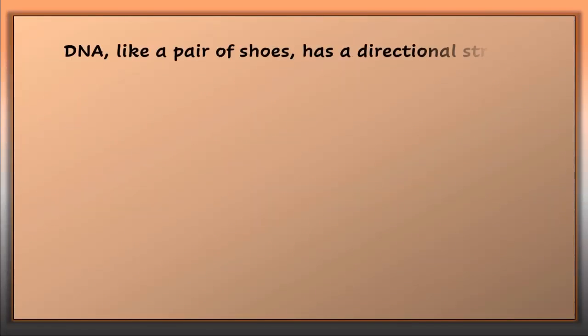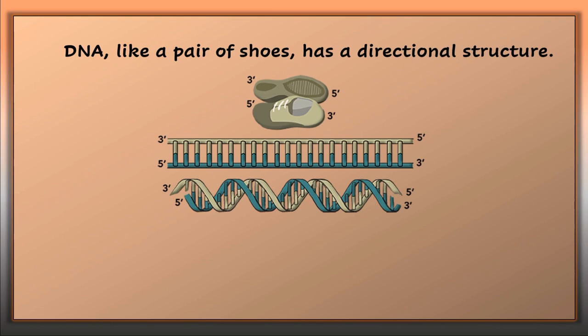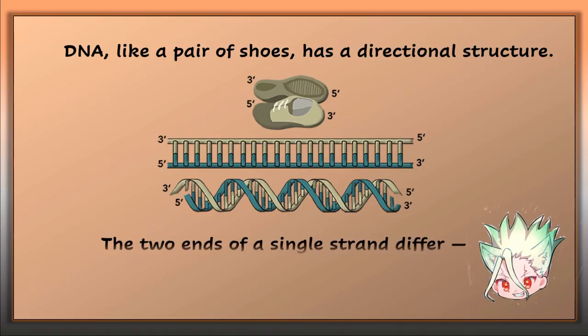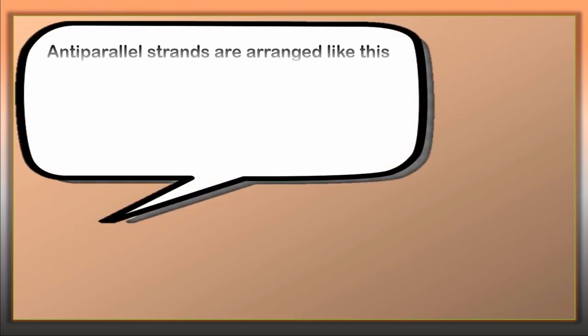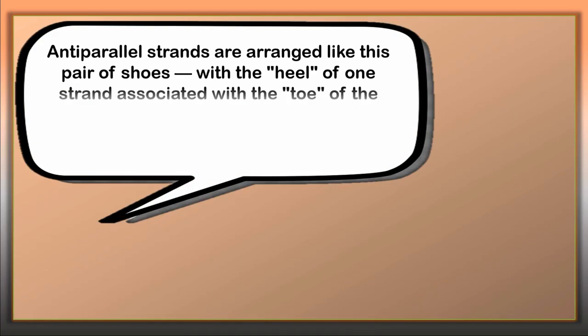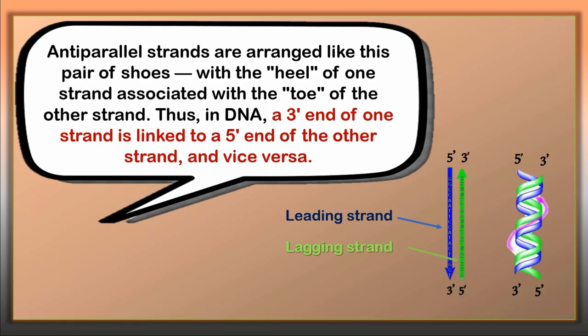Look at the shoes on your feet. Each shoe has a toe end and a heel end that are very different. DNA has a similar directional structure, that is, the two ends of a single strand differ, like the ends of your shoes, and are antiparallel. Antiparallel strands are arranged like the pair of shoes. A 3' end of one strand is linked to a 5' end of the other strand. 3' means 3' hydroxyl group and 5' means 5' phosphate group.